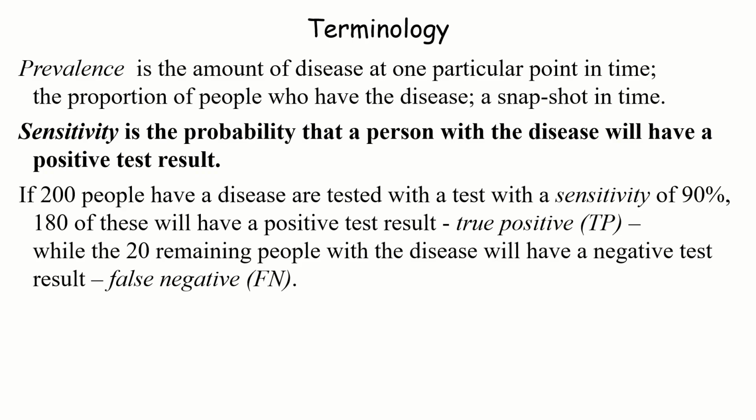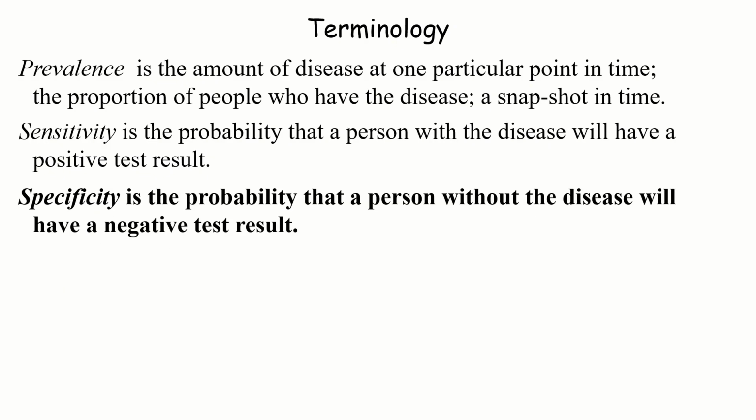If 200 people who have a disease are tested with a test with a sensitivity of 90%, 180 or 90% of the 200 infected people will have a positive test result, a true positive test result, while the 20 remaining people with the disease will have a negative test result, a false negative test result. Meaning, although these people have the disease, they are falsely labeled as not having the disease.